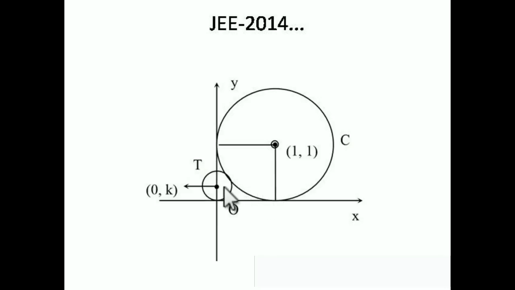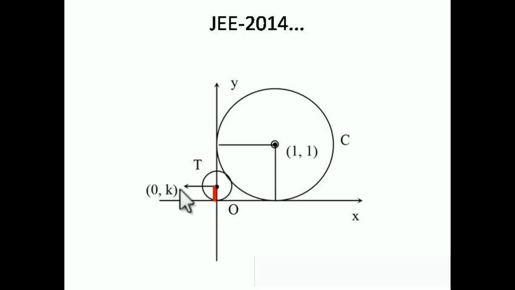Now the other circle with center (0, y). We let the value of y be k. So let's say it's (0, k), so it's on the y axis. It touches this circle externally, and also passes through the origin. Now see, if this circle passes through the origin, then this distance becomes the radius, because the center is (0, k). And what is this distance? This distance is k. So for this particular circle, the radius is k.